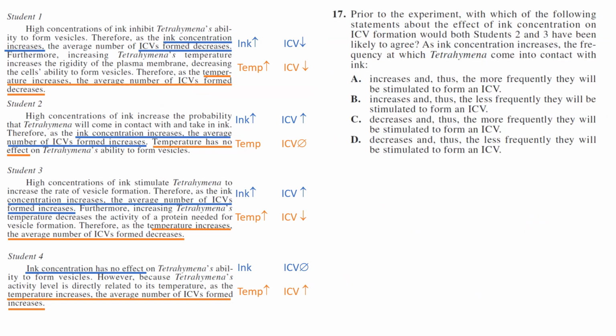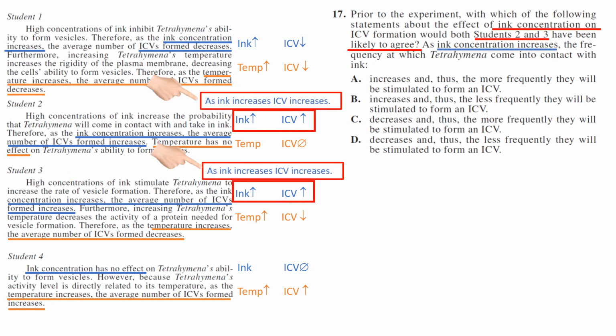Number 17, prior to the experiment, which of the following statements about ink concentration on ICV would students 2 and 3 agree? So students 2 and 3 both say, as ink increases, ICV increases. So the frequency at which tetrahymena come into contact with ink increases, and they have more frequently to be stimulated to form ICVs. So your answer is A.